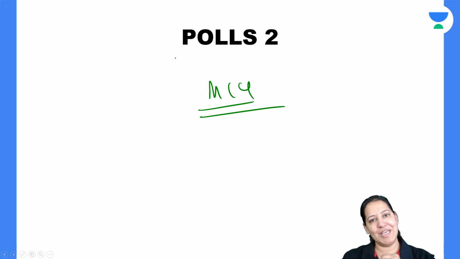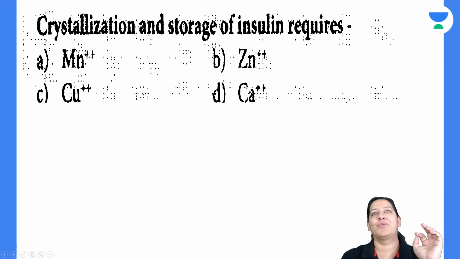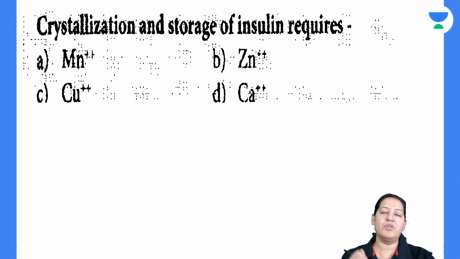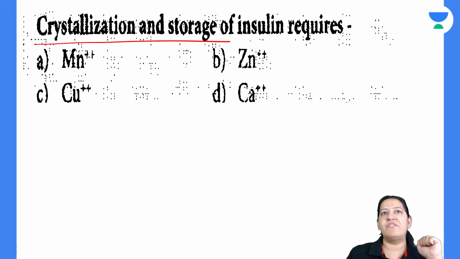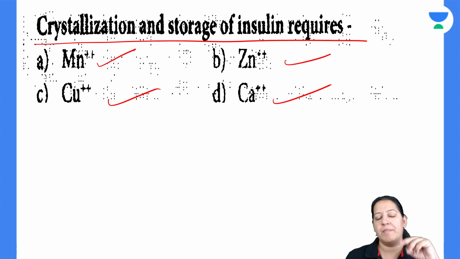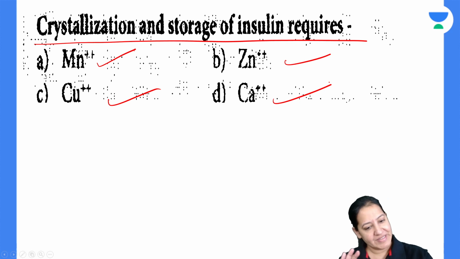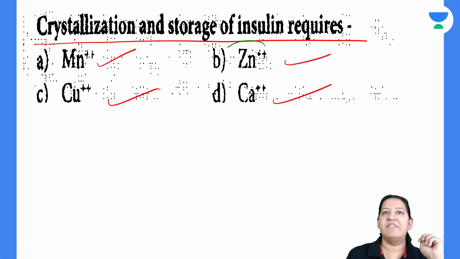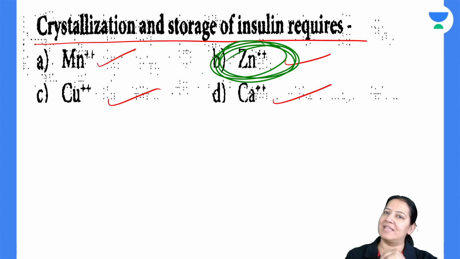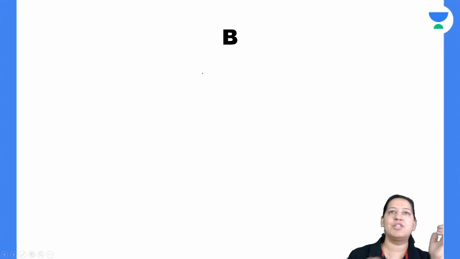You want to do some MCQs? Yes, definitely you will love to do it. So this is the first question in front of you. You tell me what is the correct answer in the chat box. Please write down. Crystallization and storage of insulin requires which iron? Is it manganese, zinc, copper, or calcium? As we all know that zinc forms hexamer with insulin. So the correct answer here is B and you all are correct.